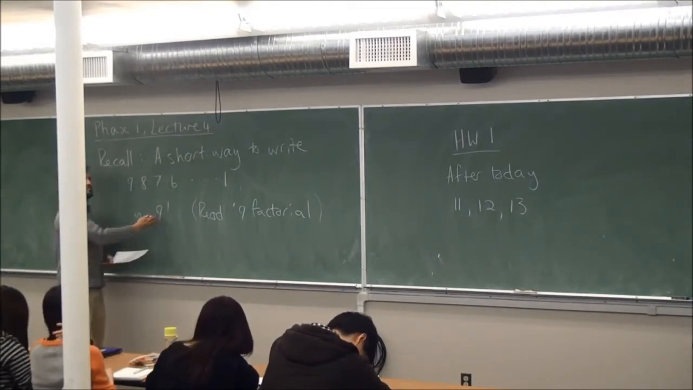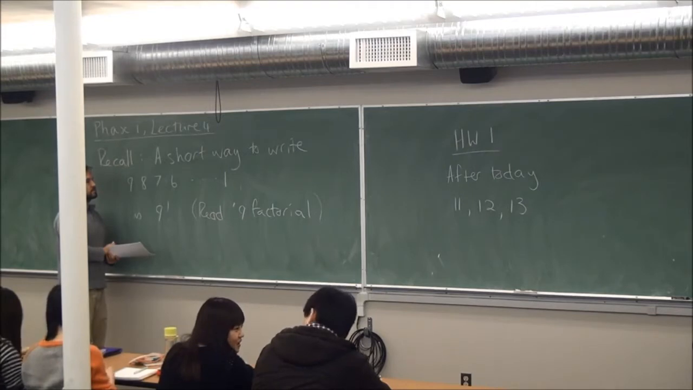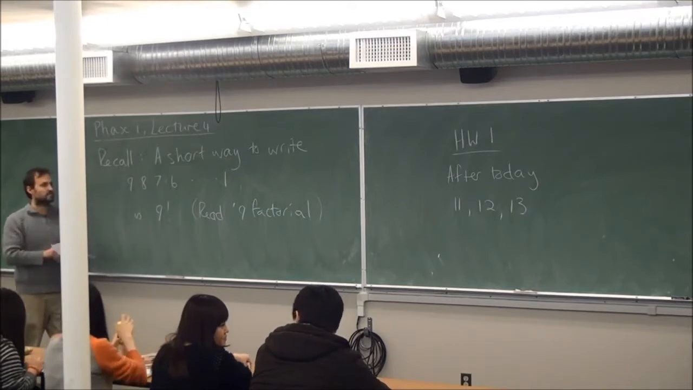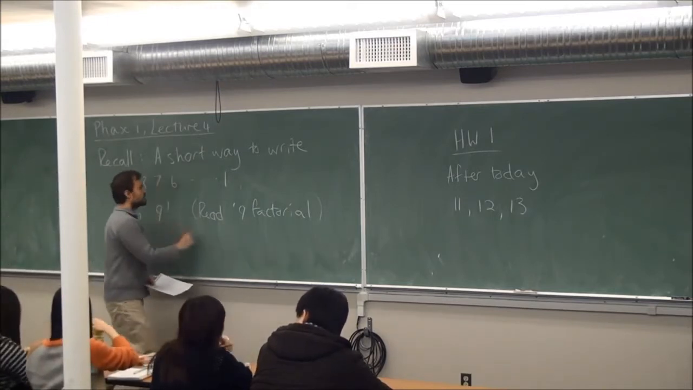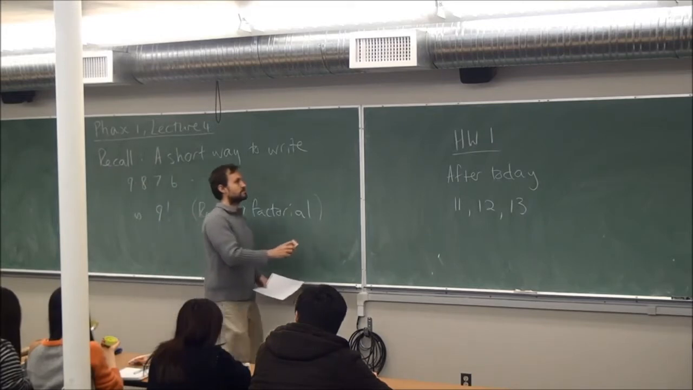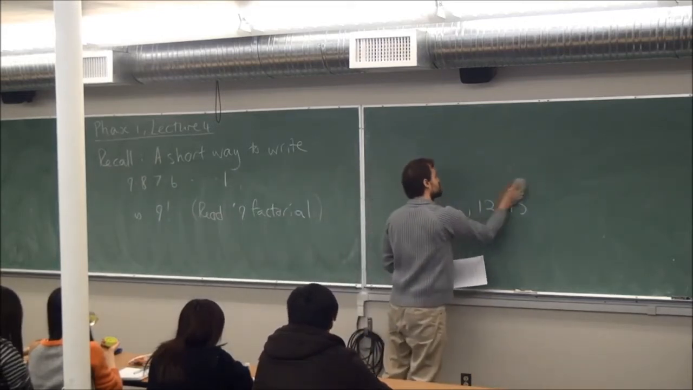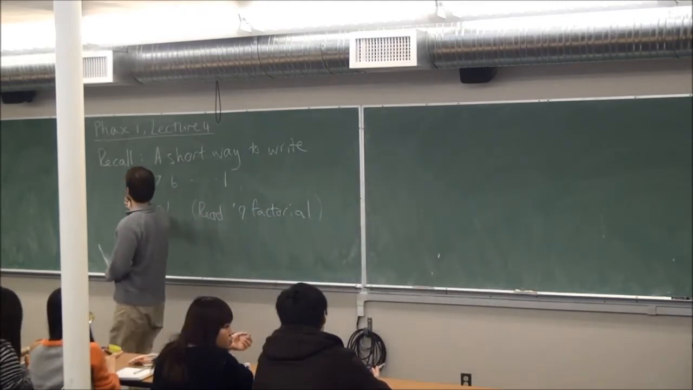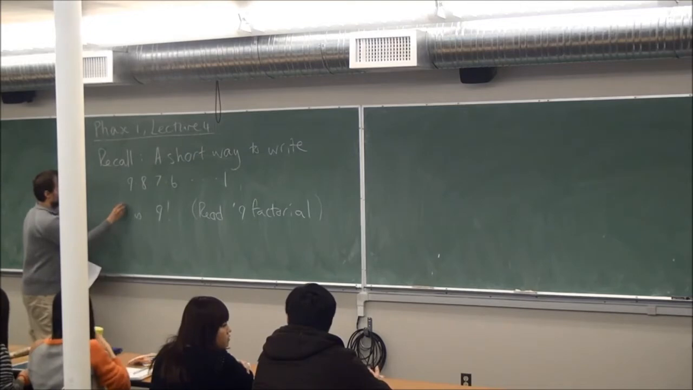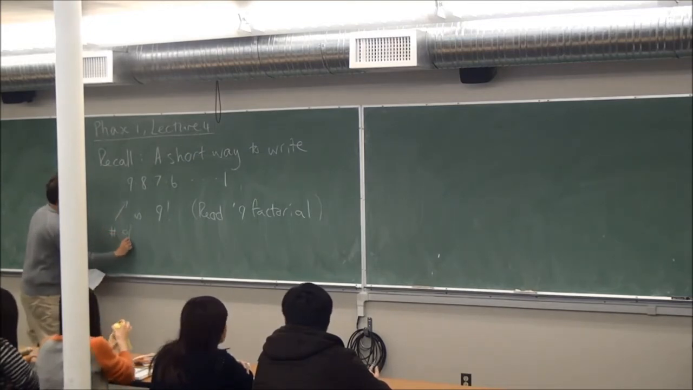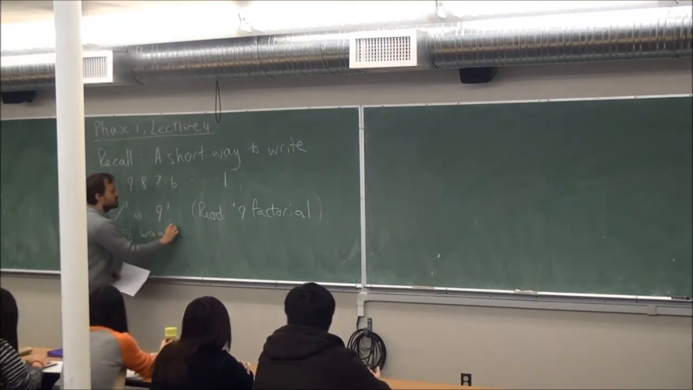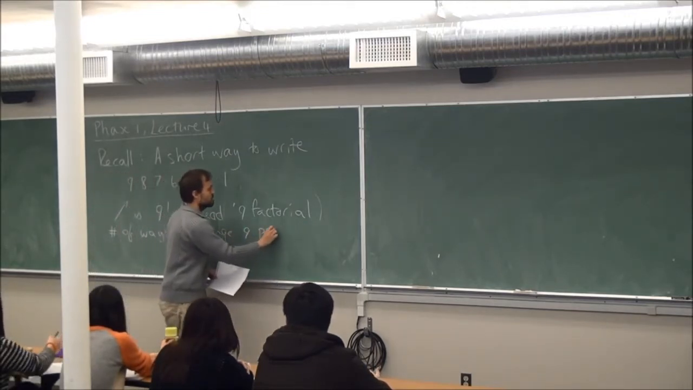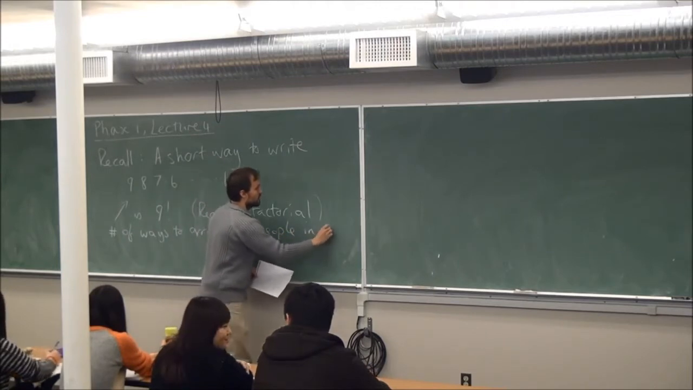So I want to get used to this notation, and I want to use this so that I can have things more concisely written. So the previous example gave me that 9 factorial, and we looked at how many ways can I arrange 9 people in a row. So this was the number of ways to arrange 9 people in a row.